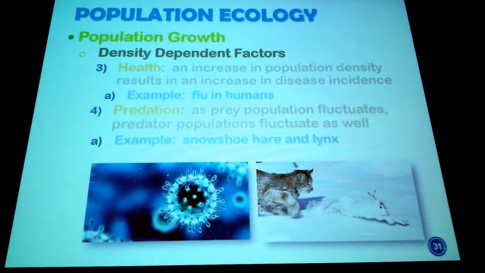Health. An increase in population density results in an increase in disease incidence. Flu in humans. In flu season, you're always worried about being exposed to somebody else with the flu and you catching the flu. If you live your life devoid of other people, you never have to worry about catching the flu, right? But if you're sitting next to somebody and somebody coughs on you or sneezes on you, then the concern is there. Predation. Prey population fluctuates, predator populations fluctuate as well. Snowshoe hare and lynx, classic example. We'll talk more about that in a second. And I'll talk more about human disease as well.